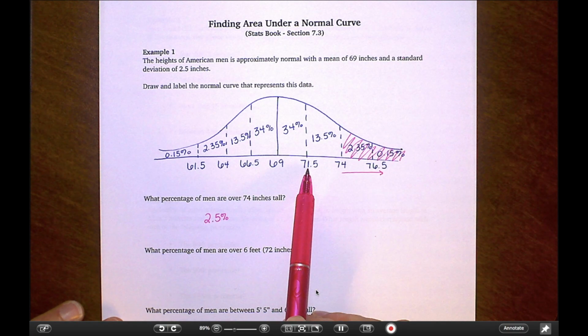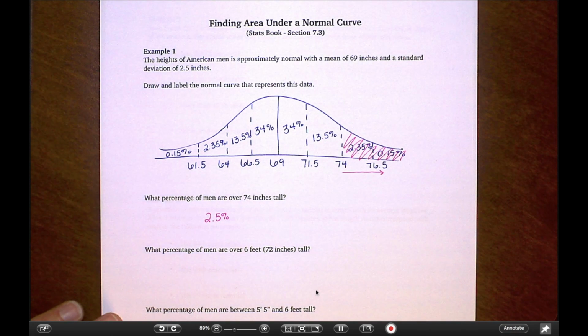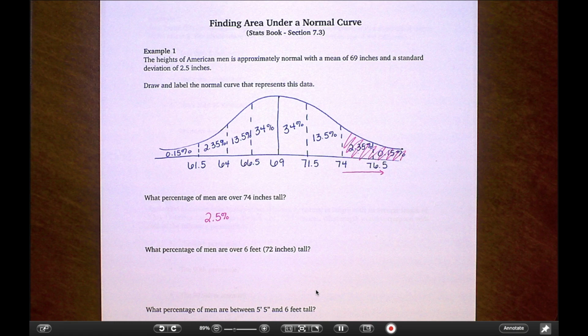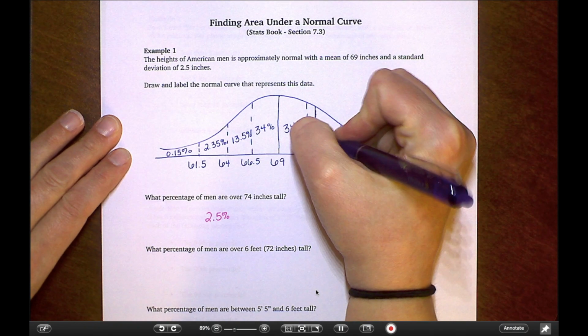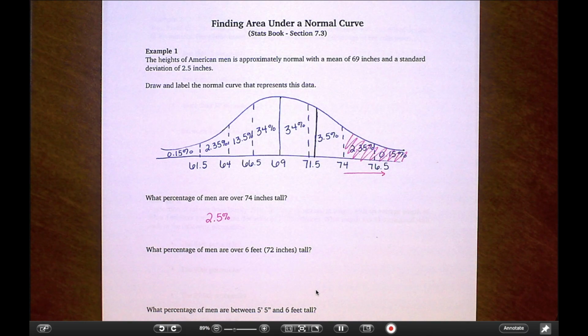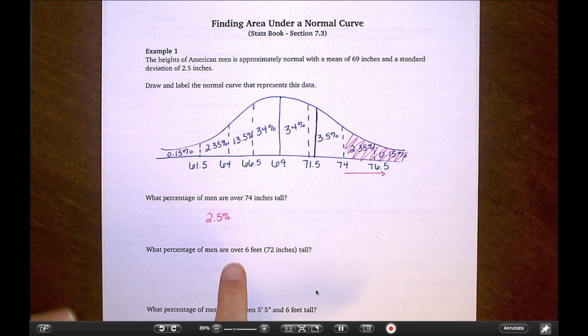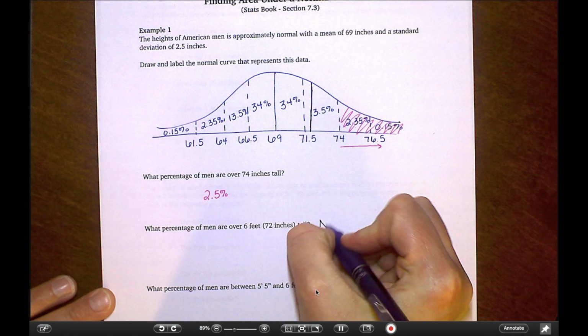We can see 71.5, so we might be able to give a decent estimate. But if I actually wanted to know where 72 inches would fall, I would have to drop a line down there that is not already there. So 72 inches might be somewhere like here. Okay, and again, we could probably give a decent estimate for that, but we don't know an exact value until now. So what we're going to use is a function on our calculator called normal CDF.